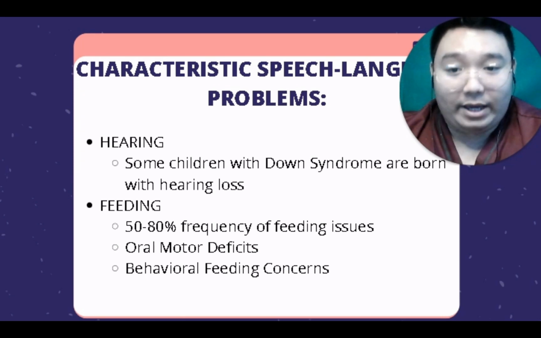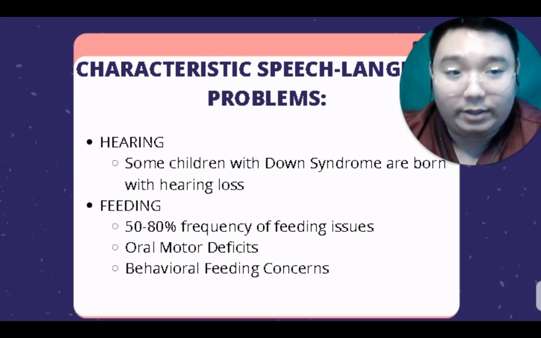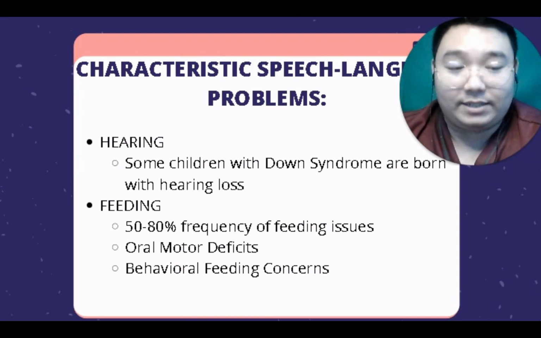And lastly, behavioral feeding concerns. So some kids with Down syndrome have oral defensiveness.